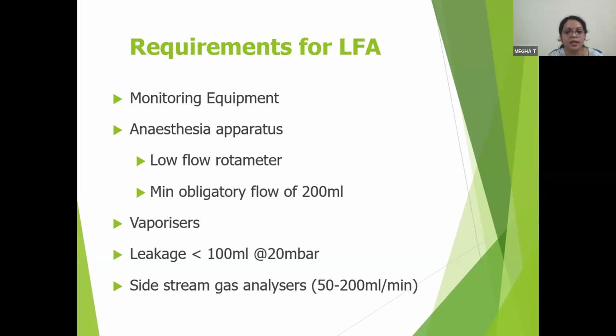And vaporizers which can even deliver higher concentration should be available. And the leakage, less than 100 ml at 20 centimeter of water, should be the acceptable leakage. Because already we are using low flows, and leakage further can cause gas volume deficiency. And side stream analyzers, especially, take up around 50 to 200 ml per minute of gas. So if you're already delivering 500 ml and 200 ml goes out, then it will cause gas volume deficiency.